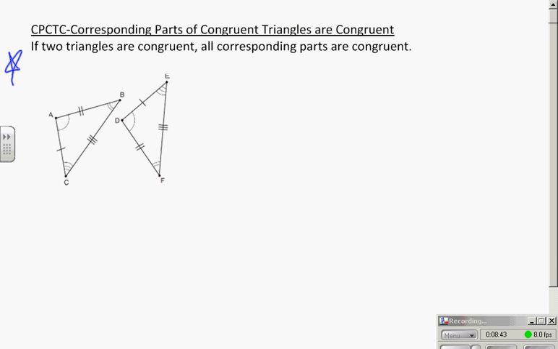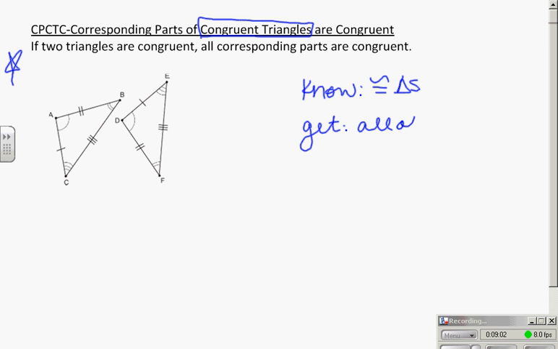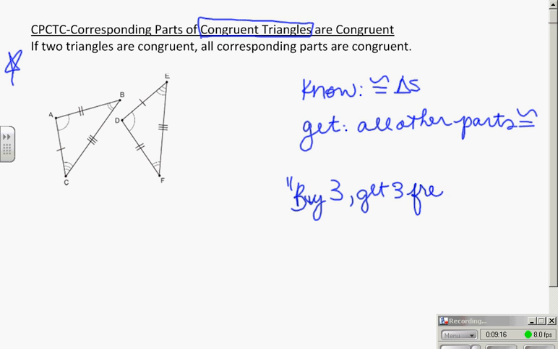Now, corresponding parts of congruent triangles are congruent is a very, very important and useful theorem that we are going to use in 3.2, 3.3, and 3.4. The key here is that you must know congruent triangles first. If you know congruent triangles, and congruent triangles are going to take 3 pieces to prove congruency, you're going to get all other parts congruent. I call it buy 3, get 3 free.